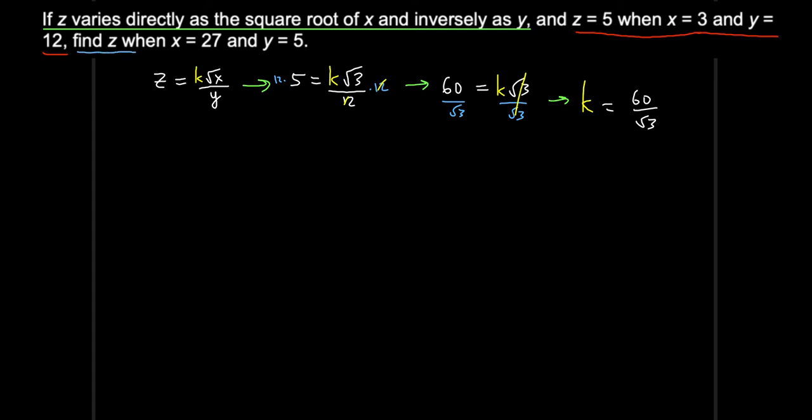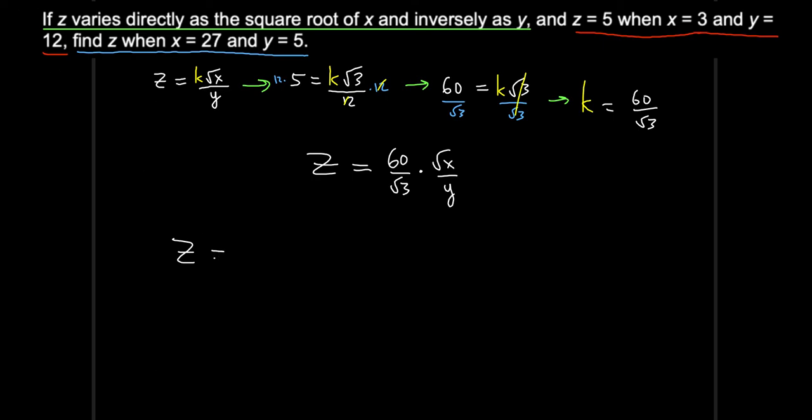Now that we got the k value, we can use the final information. We need to find z when x is equal to 27 and y is equal to 5. So the revised equation now will be z is equal to the k value that we just found, so 60 divided by square root of 3 times square root of x divided by y. That will be what we're going to use now to solve for z when x is equal to 27 and y is equal to 5.